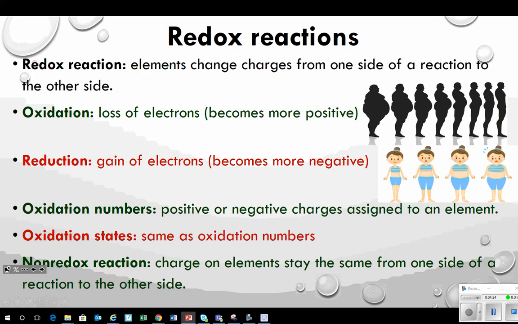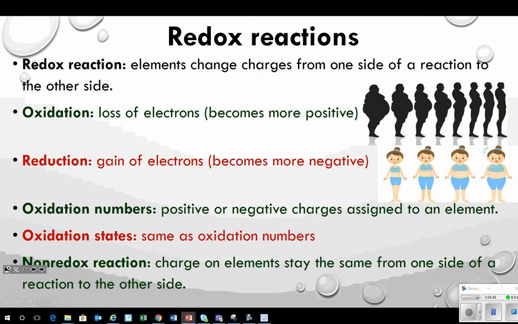We have oxidation, which is loss of electrons. It becomes more positive. So remember, if you lose electrons, you're losing weight, and you're becoming more positive, like the fat guy up there. If you have reduction, you're actually gaining electrons, and gaining weight can be a negative thing. So you become negative because electrons are negative, and if you're gaining pounds, it's not a good thing unless you're anorexic.